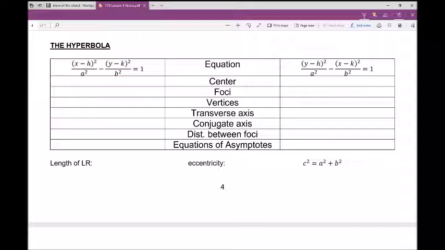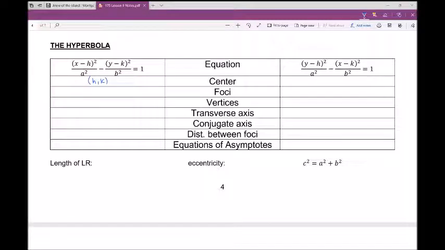If you notice, the hyperbola equation looks pretty similar to the ellipse equation. The only difference is we have a minus sign in between our two terms rather than a plus sign. And so that's really the biggest difference between the hyperbola and the ellipse. Your center of this equation is still going to be the point (h, k).